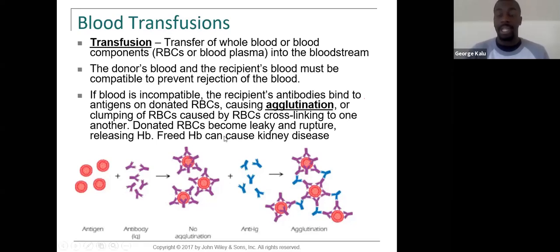So it's very important to make sure that the blood you are transfusing from one individual to another is compatible. Otherwise, they're going to end up rejecting that blood, and that can be a very dangerous situation for the recipient. I'll go through in another video how you can identify what types of blood can be donated in order to have a compatible transfusion. This will be important on the exam as well as on the practical.